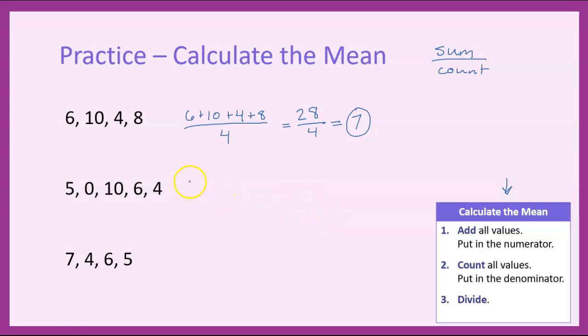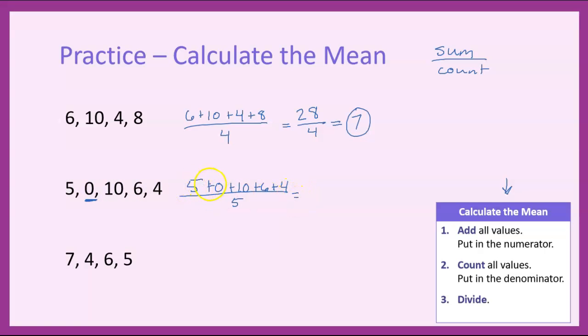Let's try this one. 5 plus 0 plus 10 plus 6 plus 4. Notice I did keep the 0. 0 is a valid piece of data. Sometimes we measure things to be 0, so we do keep it. And then on the bottom, we're going to count. 1, 2, 3, 4, 5.